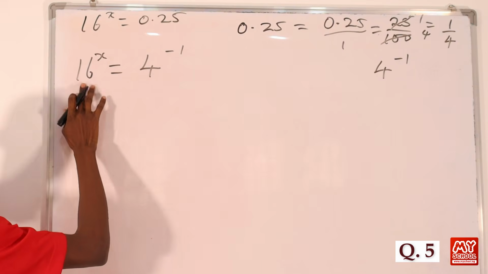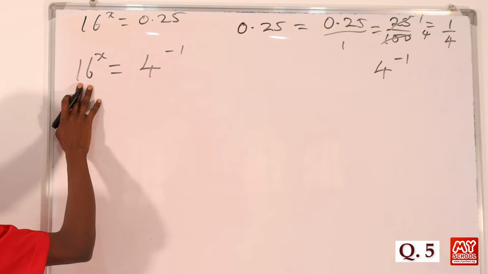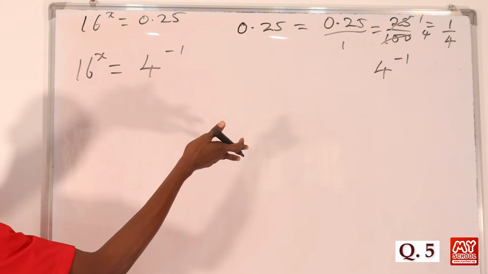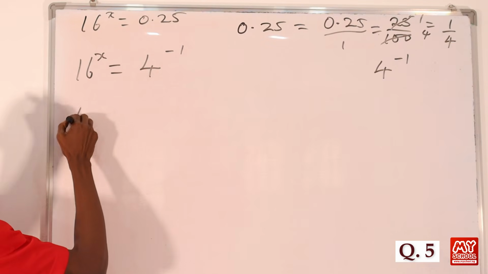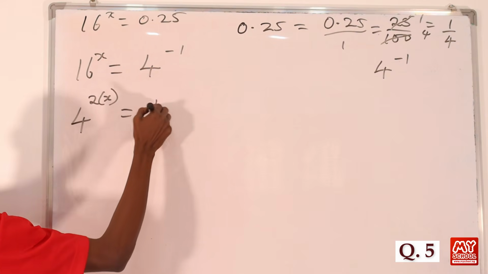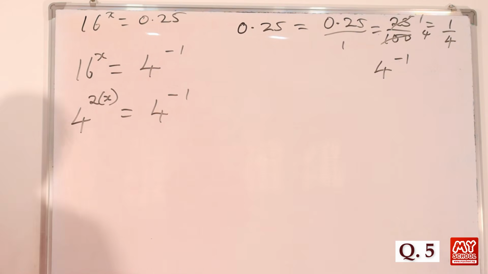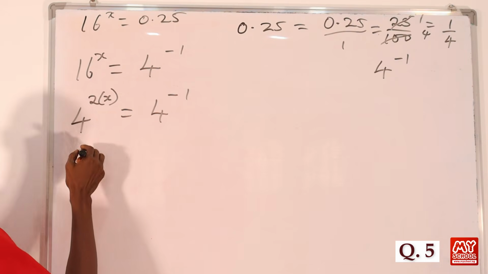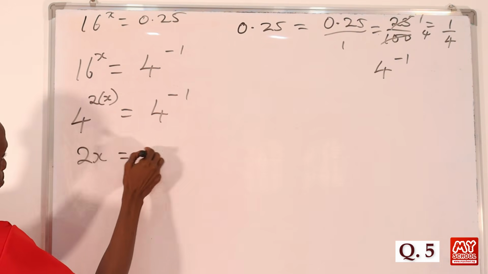So let's express this value here in index form so that it can have the same base as the one we have on our right hand side, right? If I rewrite this, I'll have 2 raised to power 2x in bracket equals 4 raised to power minus 1. In this case, since the bases are the same, we can equate the powers, right? So you'll have 2x is equals to minus 1.